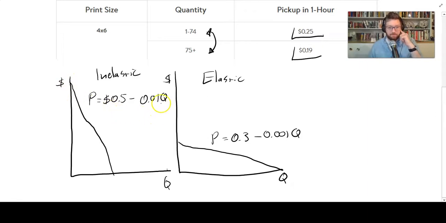But if we multiply this by 50, the price would fall to 0 because 50 times 0.01 is going to be 0.5. This person over here would be willing to buy more like 300 photos if they were free, but they're not going to pay more than 30 cents for any one photo. Okay?